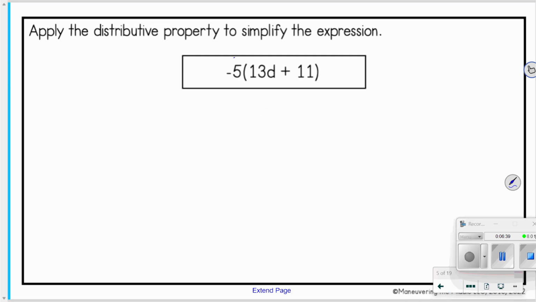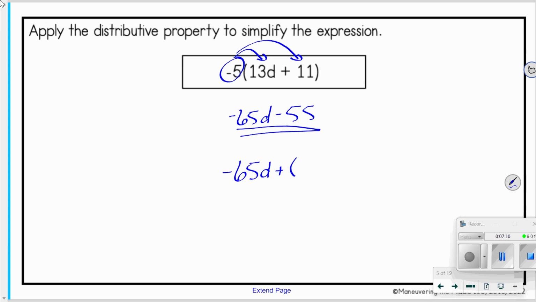Our next one, here's where the integer rules really become important, because my outside number is a negative. That's actually going to change how I'm going to write the inside. So this one becomes -5 times 13 becomes a -65d. -5 times 11 is actually -55. So instead of writing plus a -55, I would just make it -55. This is how I want you guys to get used to writing it. If you wrote it as -65d plus a -55, you are technically correct, and I would be okay with that.